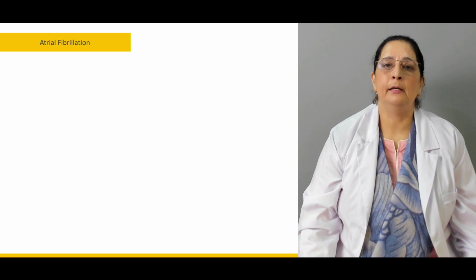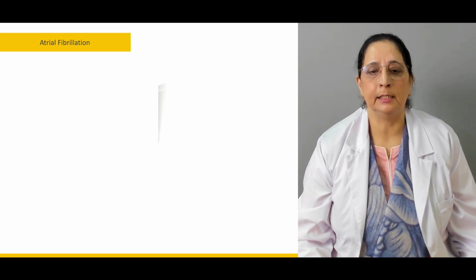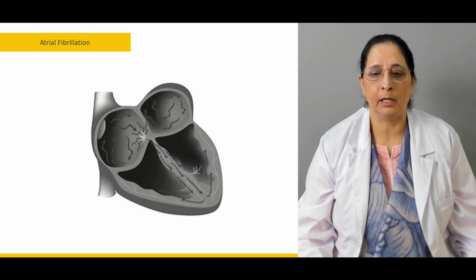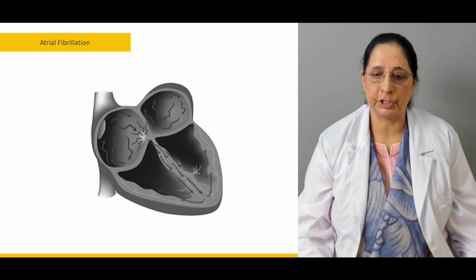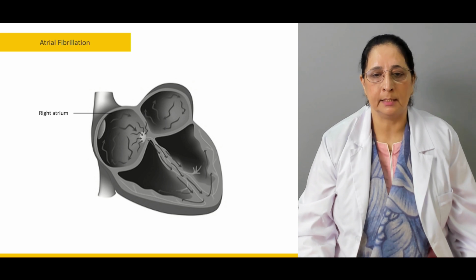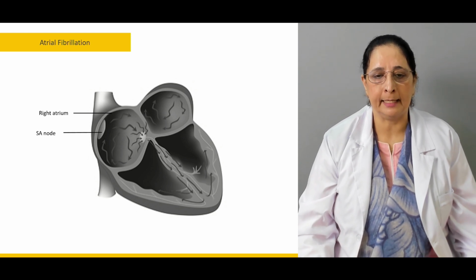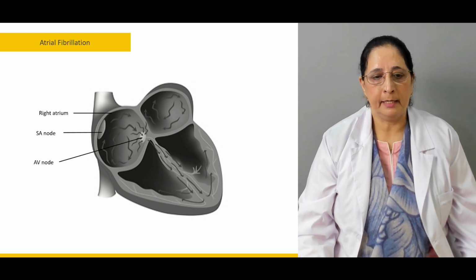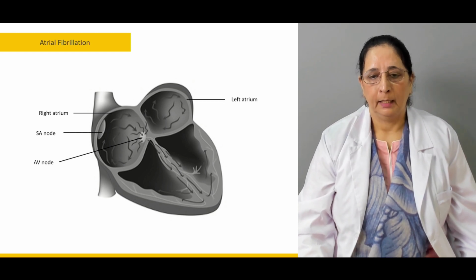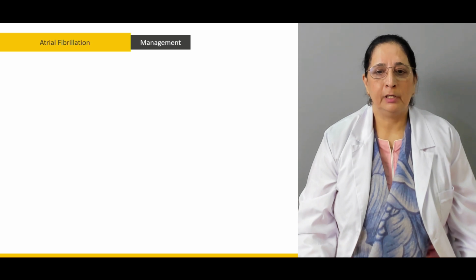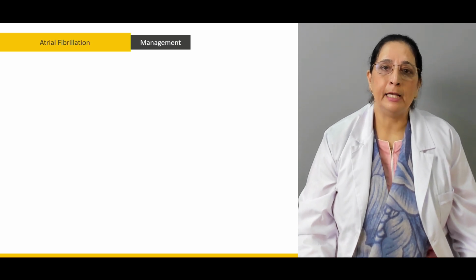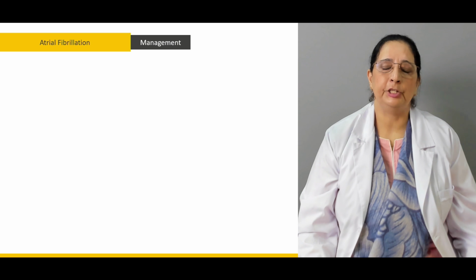Next, atrial fibrillation is another condition in which the atria are fibrillating, or the contraction is not normal. This is the right atrium, again the SA node. Then we have the AV node and the left atrium. Then, atrial fibrillation: what's the management of atrial fibrillation?